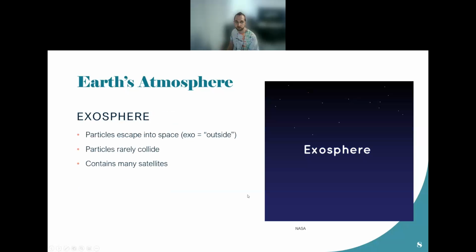The last layer is called the exosphere, and here exo meaning outside, it's the outermost layer. Here particles can escape into space. Particles that are going fast enough will just escape right into space. These particles in the air, they rarely collide with each other. They go on what's called a ballistic trajectory, or like a little arc trajectory, instead of ping-ponging off of each other constantly, like in the other layers of the atmosphere. Many satellites live in this layer of the atmosphere.